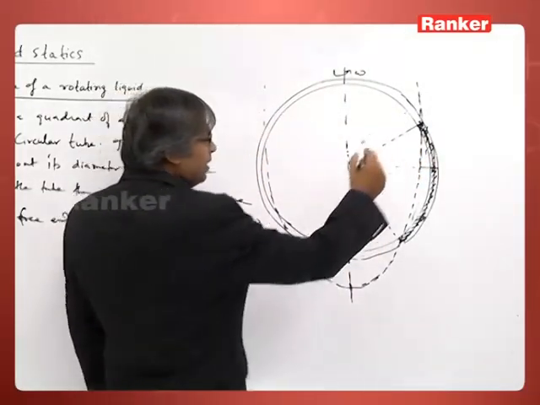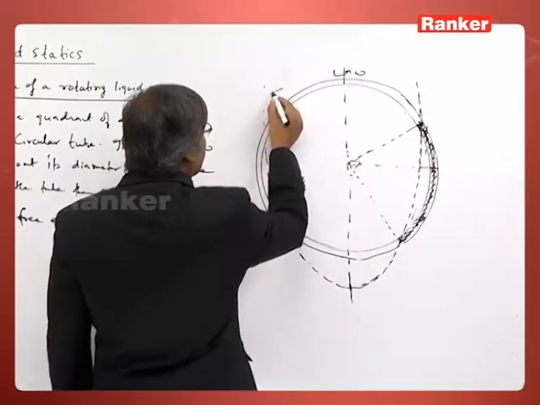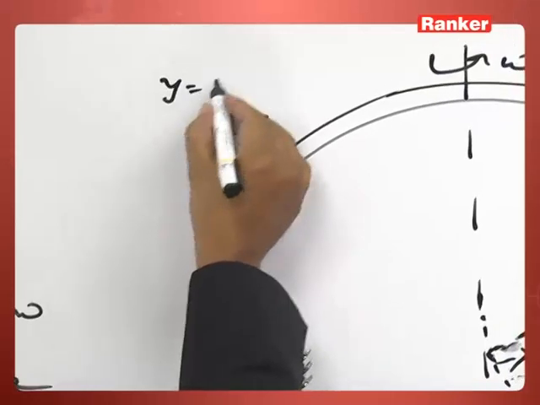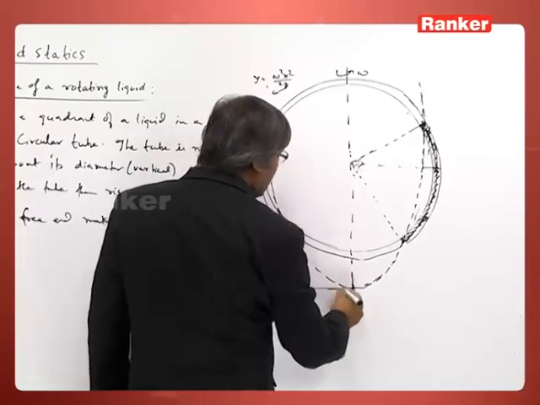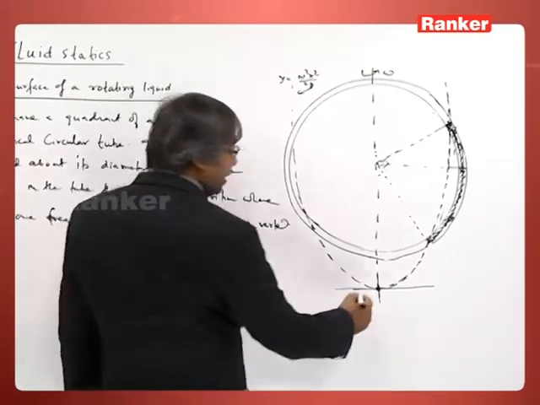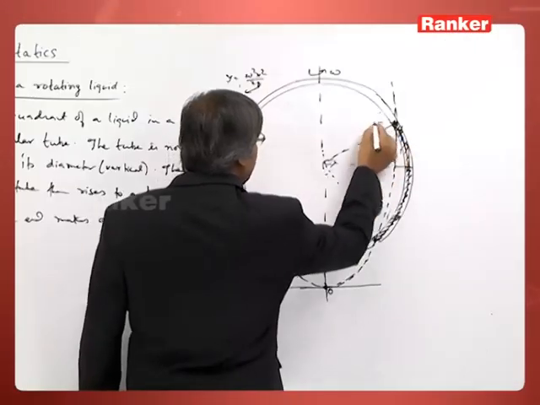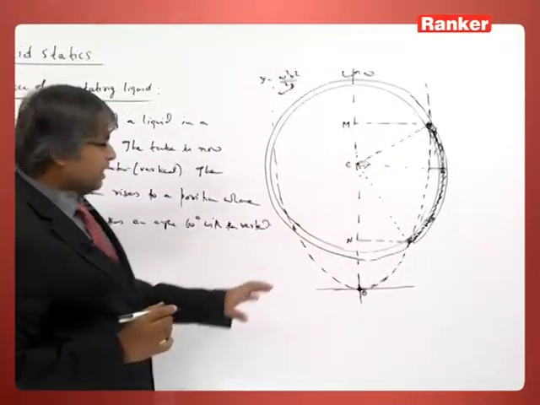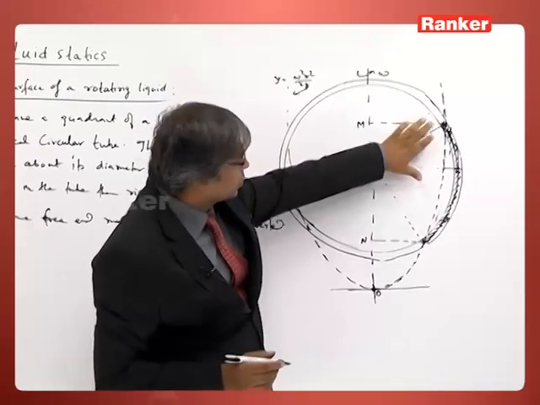That means these two points on the free surface must lie on a paraboloidal surface whose equation is y is equal to omega square x square by 2g. So, this is the parabola and this is the vertex of that. Now, let this point be represented by O. If I drop a perpendicular, this is N, and if I drop a perpendicular here, M, and this is the center C.